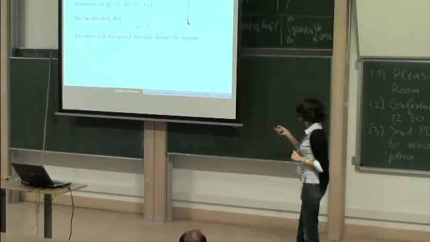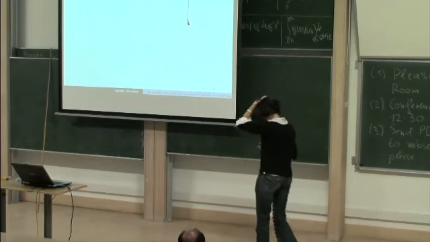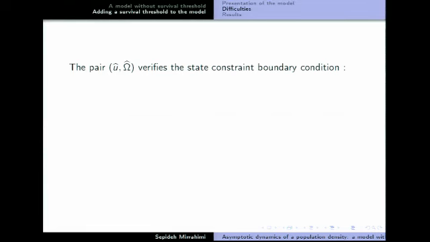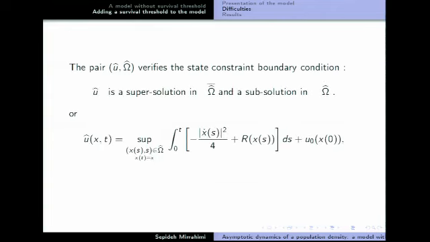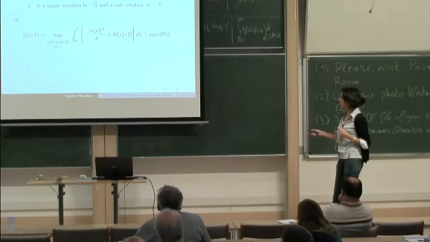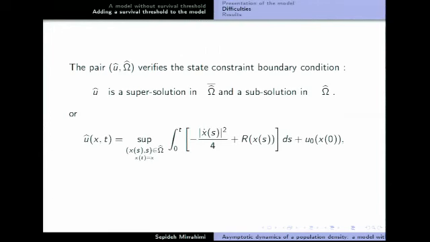Now we can continue with what I was saying before. One thing that we can verify is that u hat and omega hat verify the state constraint boundary condition. I'm sorry, this is wrong here. It's u hat is a super solution in omega hat and a sub solution in the complement of omega hat. This is equivalent to saying that u hat is a supremum of this functional over all the trajectories that stay in omega hat.